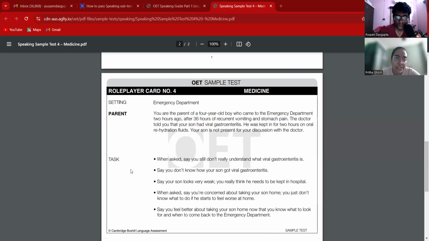Yes, I can understand your concern, but let me reassure you that in such cases, as his dehydration was very light, and as he's able to accept oral feed, we have given him oral rehydration, and in such cases, oral rehydration therapy usually is effective. Is that okay? Yes, but what if he starts to feel worse at home? I'm really worried about that.